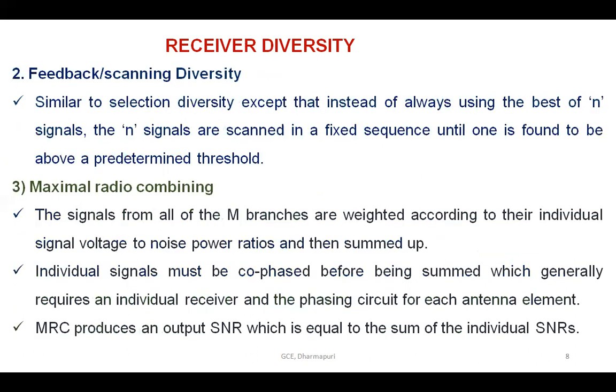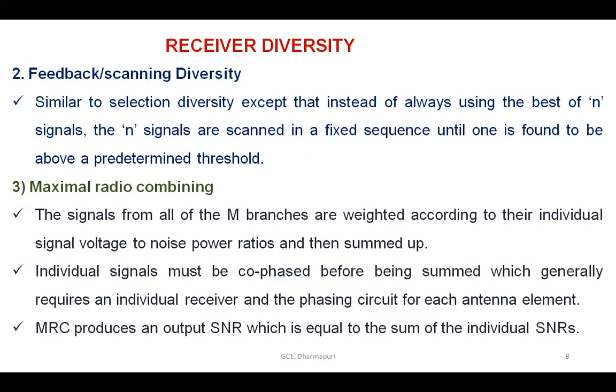The second one, feedback or scanning diversity, is similar to selection diversity, except that instead of always using the best of N signals, the N signals are scanned in a fixed sequence until one is found to be above a predetermined threshold. Third one, maximal ratio combining.